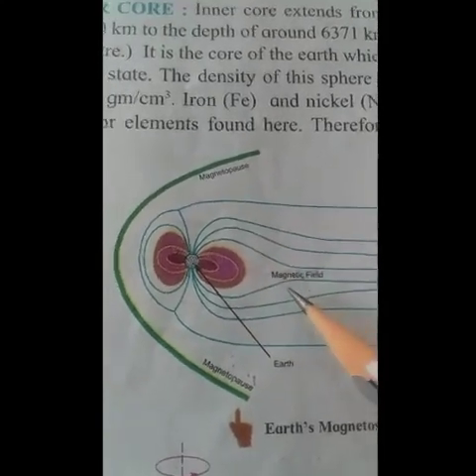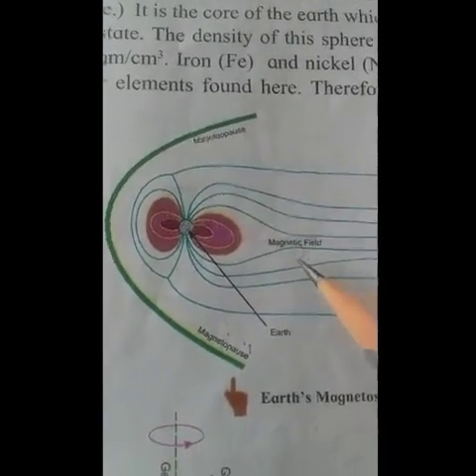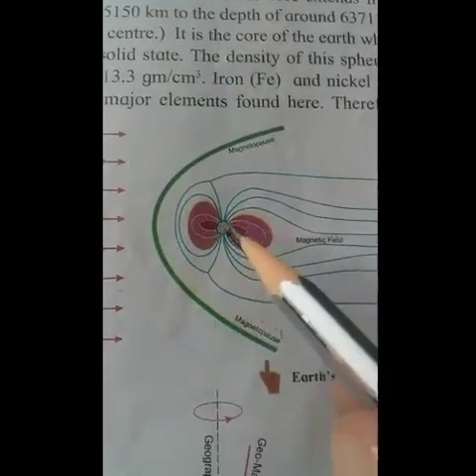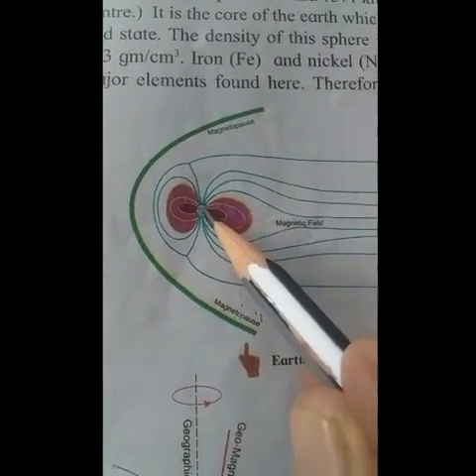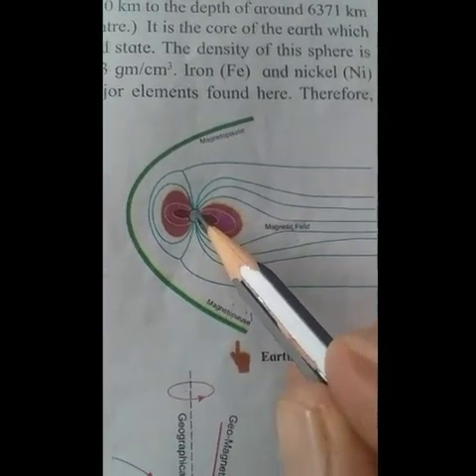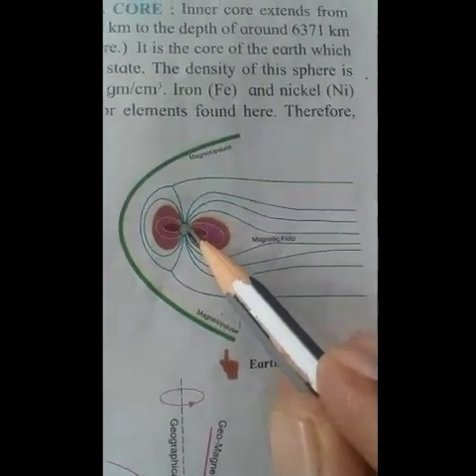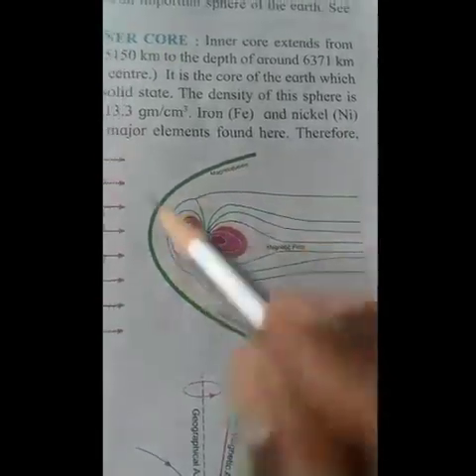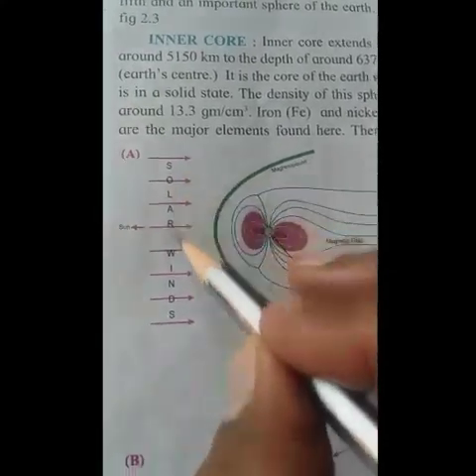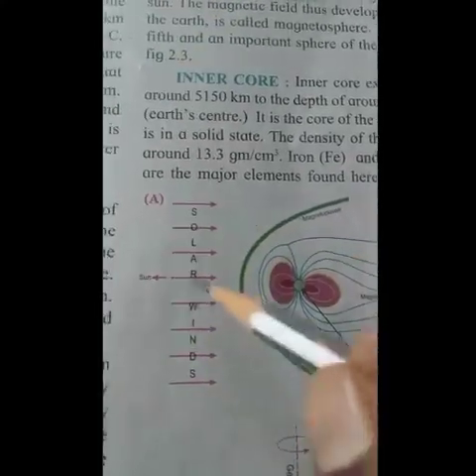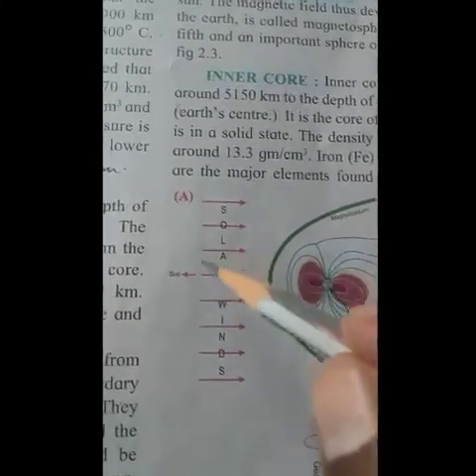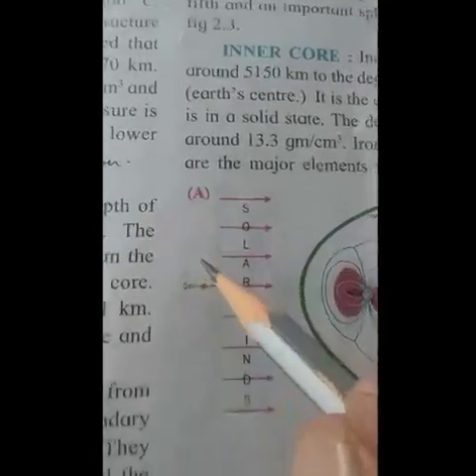Earth's magnetic field, also known as the geomagnetic field, is the magnetic field that extends from the Earth's interior, Earth's outer core, it is in liquid state, out into space, where it interacts with solar winds. What are the solar winds? The solar wind is a stream of charged particles released from the upper atmosphere of the sun.